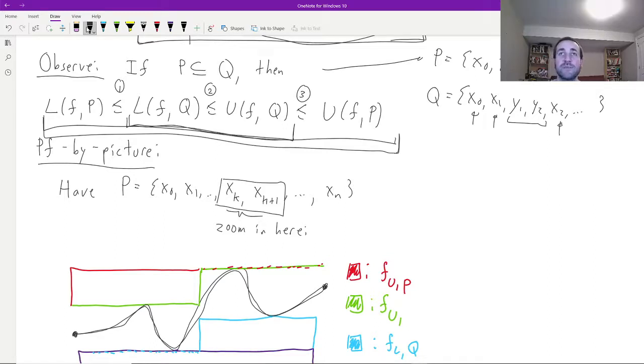So when that happens, we have three inequalities between the various lower and upper functions. So L of f_P is less than L of f_Q is less than U of f_Q, which is less than U of f_P. And the really nice thing here is that the bounds for the finer partition, the better one, get sandwiched by the bounds for the coarser partition. So as our partition gets finer and finer and finer, our bounds get squished inwards. That's what this theorem is telling us.